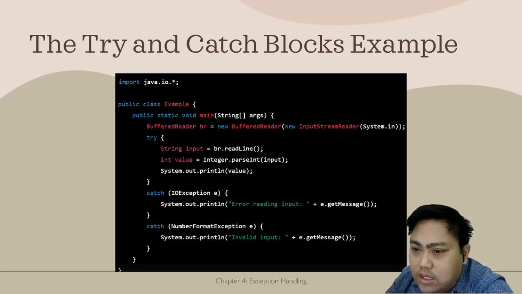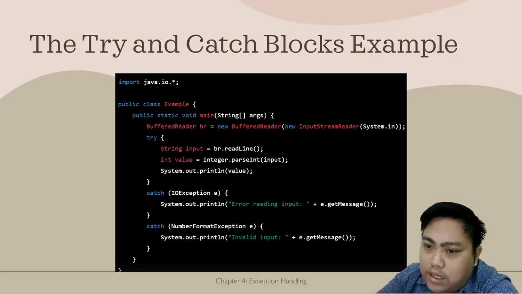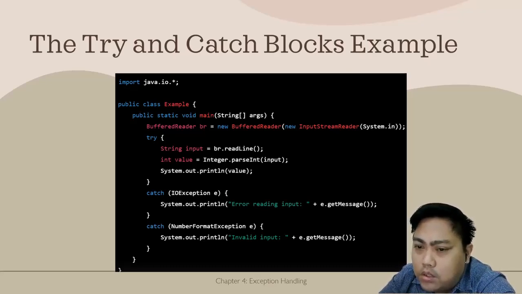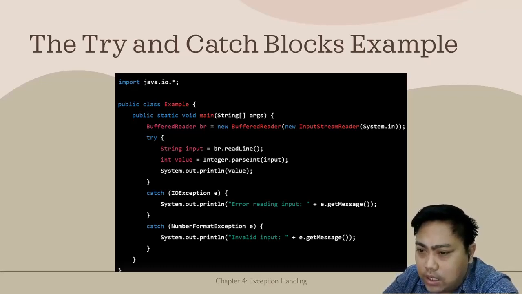Okay. So this is an example of using try and catch blocks, using multiple catch blocks. It is generally good practice to handle exceptions explicitly whenever possible, even if they are unchecked, in order to ensure that the program behaves predictably. Okay.